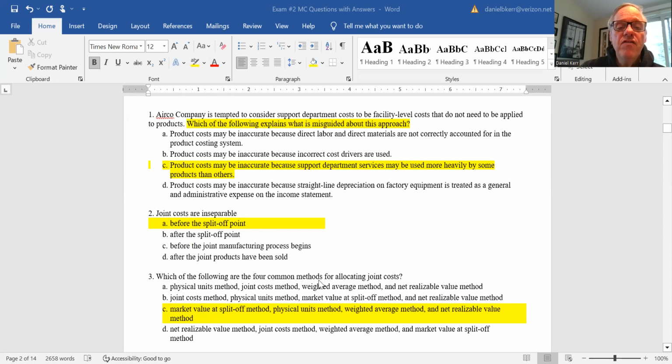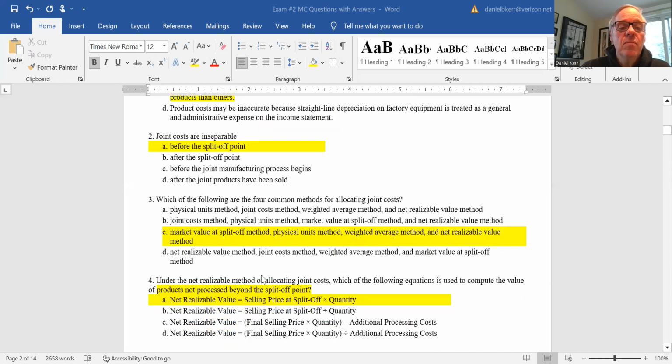3, which of the following are the 4 common methods for allocating joint costs? The 4 common allocations are market value at split off, physical units, weighted average, and net realizable value. So the 4 choices are C. That's the best answer. There's no such thing as the joint cost method. If you see something with joint cost method, those are all what we call red herrings, because there is no such thing as joint cost method. There are several different methods to allocate joint costs, and they are what you see there in C.